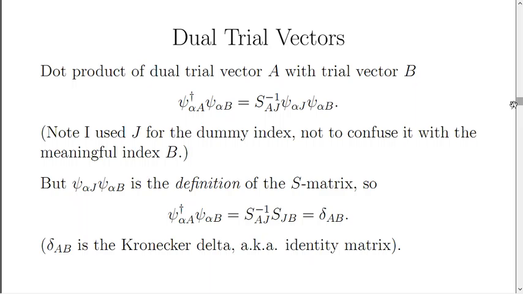So I have the interesting property that the inner product of a dual trial vector with a trial vector gives you a component of the identity matrix. If they're this corresponding vector and dual vector, it gives you 1. If they're not, they give you 0. That, by the way, is the actual defining property of dual vectors. So that's why I called them dual trial vectors.